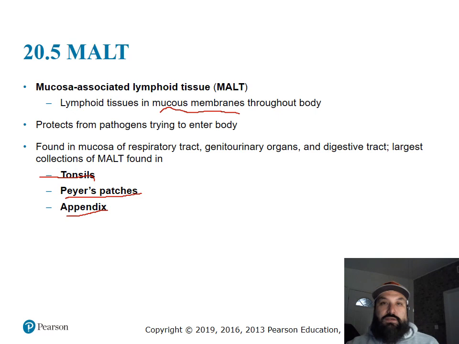The appendix is actually a small bit of tissue that's found between the end of the small intestine and the beginning of the large intestine in a place we call the cecum.